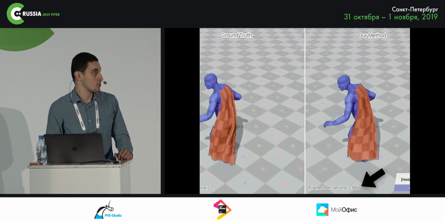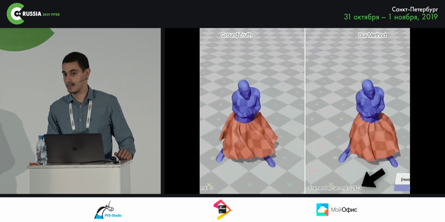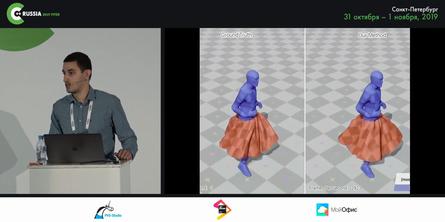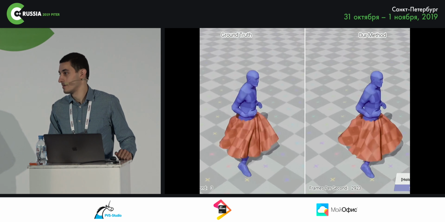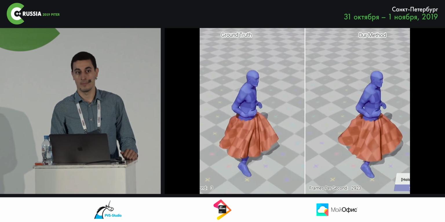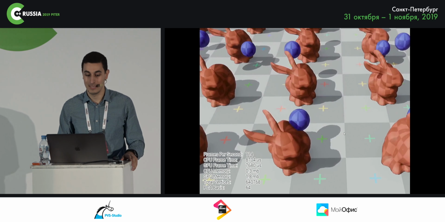There are 2 videos on the screen. The left one was generated using classical physics simulations. It does about 3 frames per second. The right one was generated using a neural network. It does 3,000 frames per second. So it's 3 orders of magnitude performance improvement using neural networks as approximators for nonlinear mathematics in everyday physics.